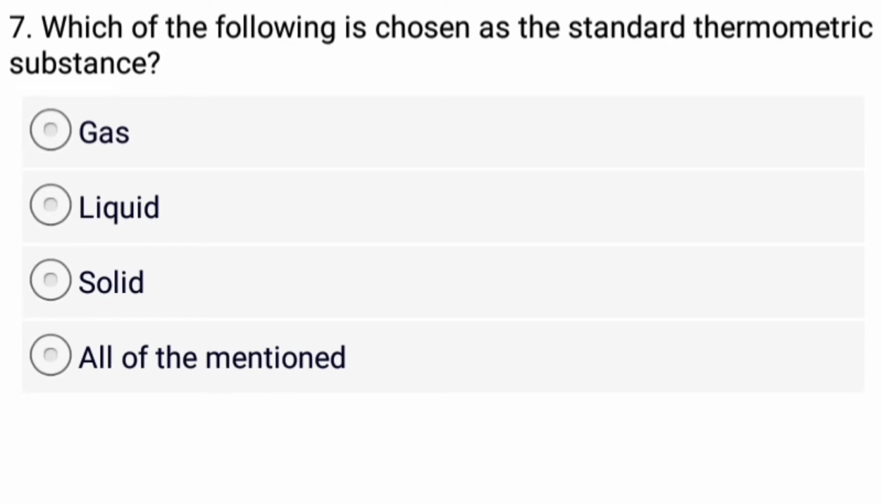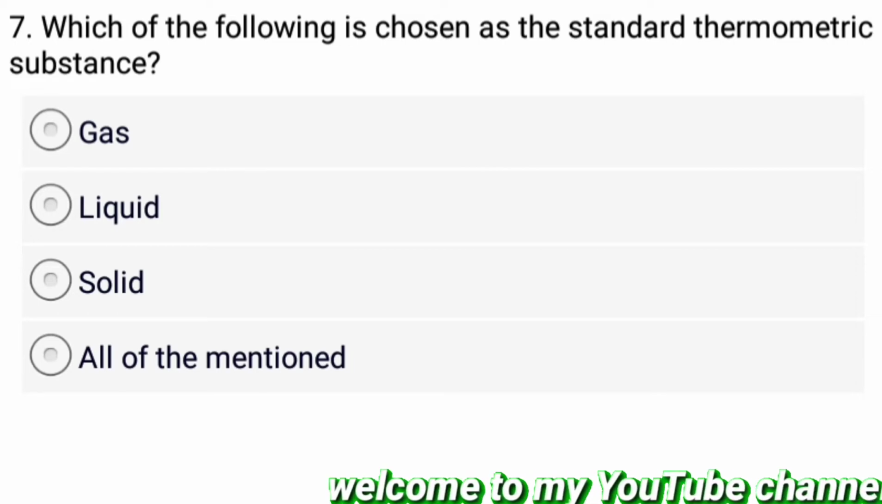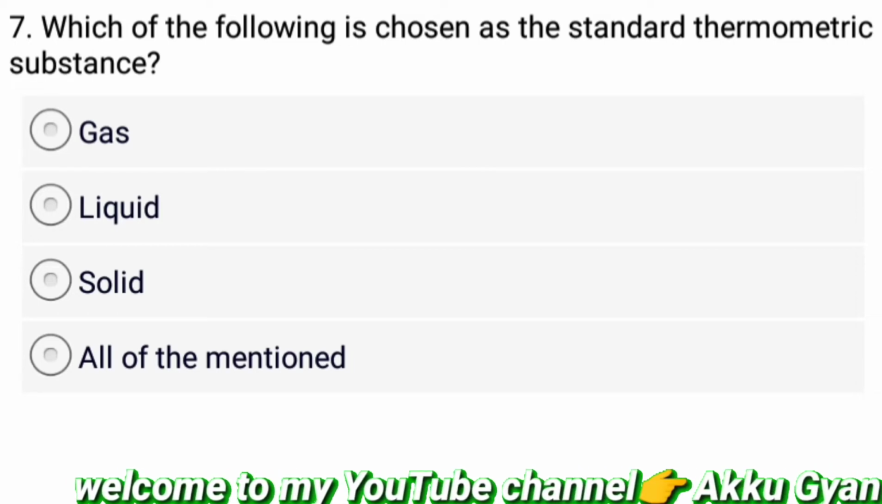Which of the following is chosen as the standard thermometric substance? A. Gas. B. Liquid. C. Solid. D. All of the mentioned.